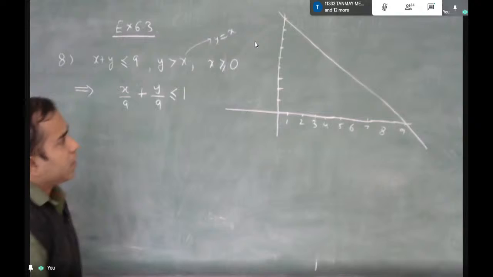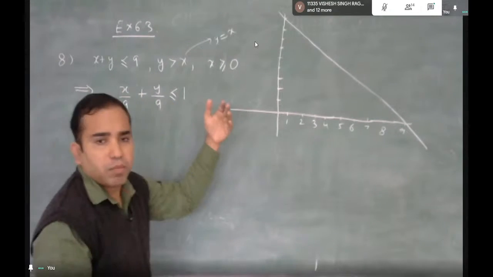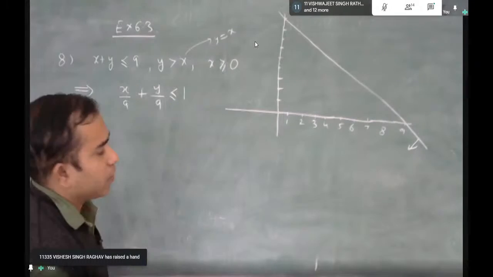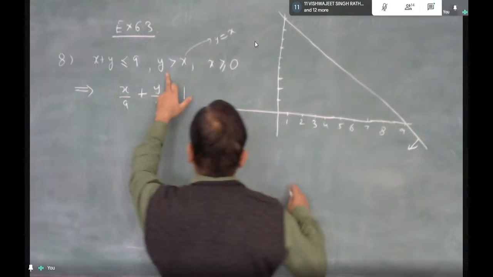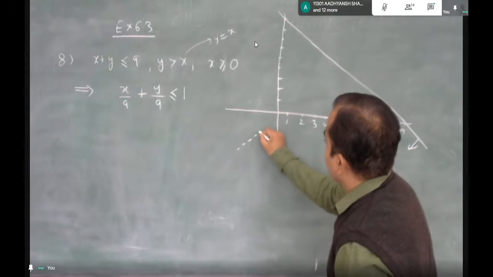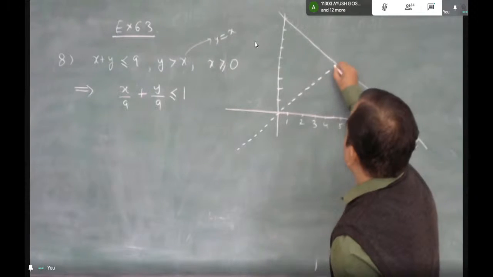So for this, which side is to be shaded? Origin side, isn't it? So below the line should be shaded. Mark one arrow like this, and this line we have to draw as a dotted line. So y equal to x line bisecting first and third quadrant at 45 degrees. Just draw it.